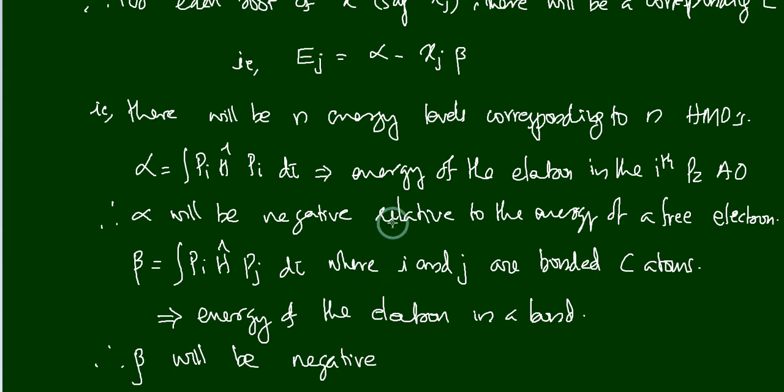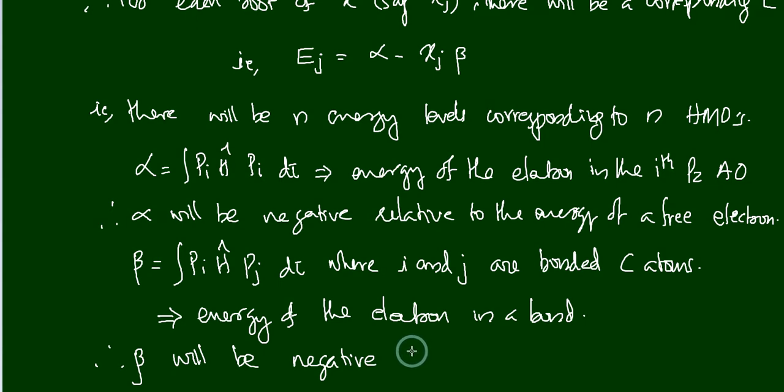So what is alpha? Alpha is the energy of the electron in the ith pz atomic orbital, but beta is the energy of the electron in the bond. So beta will also be negative. Alpha is in the atomic orbital, so its energy will be less than the energy of the free electron, so it's negative.